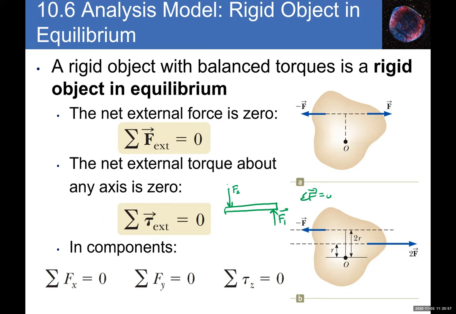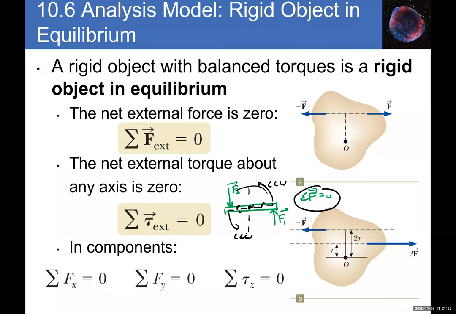One is up, the other one is down. But if I make this object pivoted at the center, then F1 gives me distance R1, F2 gives me distance R2 from that. With respect to this axial rotation, this gives me counterclockwise torque. This gives me counterclockwise torque. So they actually give me non-zero net torque. So even though the net force is zero, this system is going to start rotating.